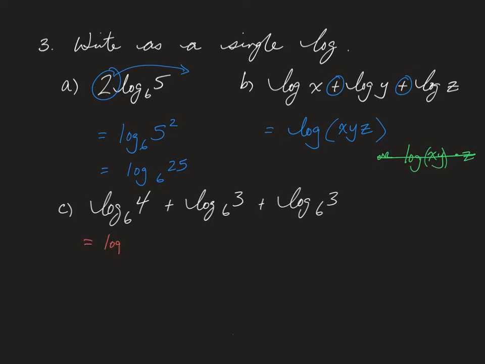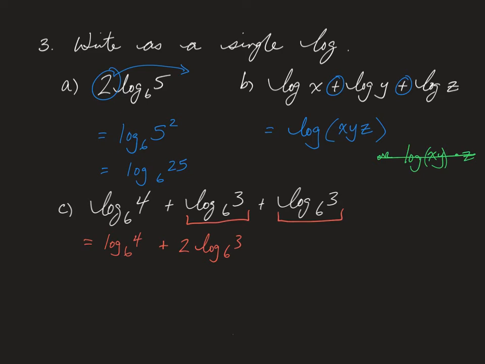I might have an awful lot of people notice that the last 2 logs we have there are the exact same thing. I have log 3 from base 6 plus log 3 from base 6. So I have one term plus another term. And if I have something plus something, then I have two of those somethings, and I can collect my logs just as I would collect any term.